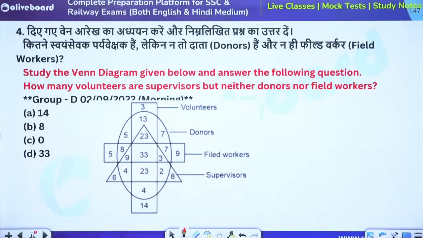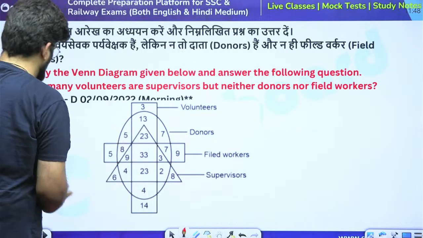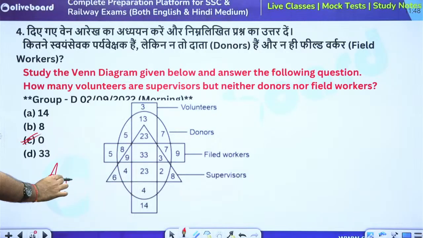Okay. How many volunteers are supervisors but neither donors nor field workers? How many volunteers are supervisors? So we need triangle and the vertical rectangle. Okay, triangle and the vertical rectangle, but they should not be under the oval and the horizontal rectangle. Do we have any of such numbers? I don't think so. Okay, there are no such numbers which are a part of both the triangle and the vertical rectangle, but not the other figures. So option C, 0 is the correct answer. Okay.